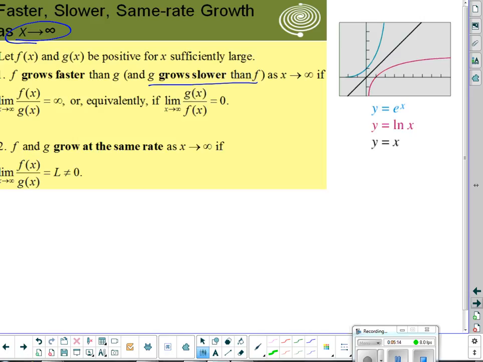As x goes to infinity, if, now here's how we're going to do the comparison. We're going to let the limit as x goes to infinity be determined by comparing f of x over g of x.